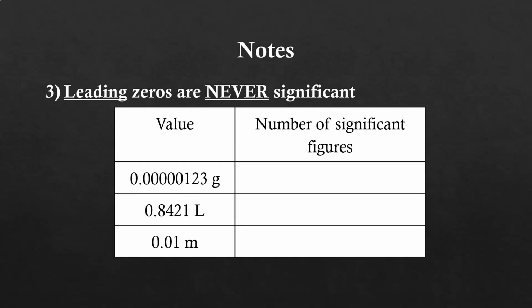Next, leading zeros. They hold a spot and give size or magnitude to a number, but aren't actually significant. So leading zeros are never significant. These leading zeros are not significant, so I would count 1, 2, 3 sig figs. Not significant, 1, 2, 3, 4. Neither one of these, because they're both leading, they're out in front, are significant, so I only have 1 sig fig.